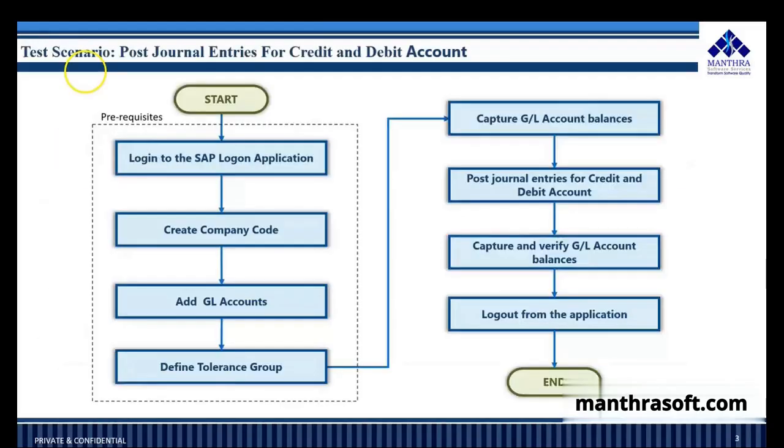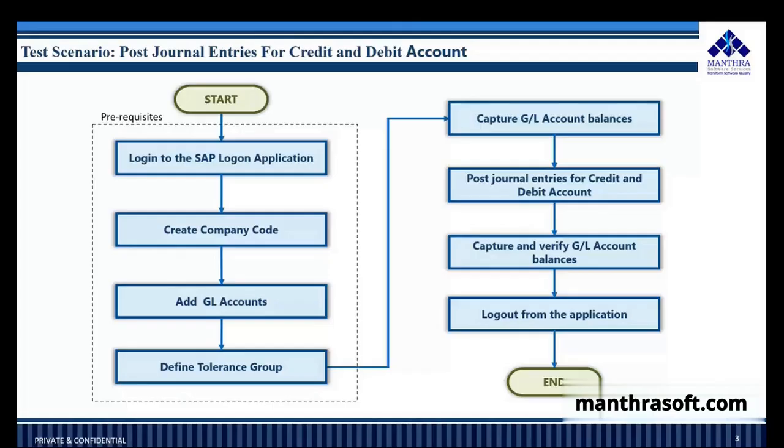Start with the test scenario, SAP FICO post-journal entries for credit and debit accounts. The test scenario is about performing a financial transaction between two general ledger accounts. In order to perform that, we create a company and general ledger accounts. Later, we perform the transaction and verify the account balances.